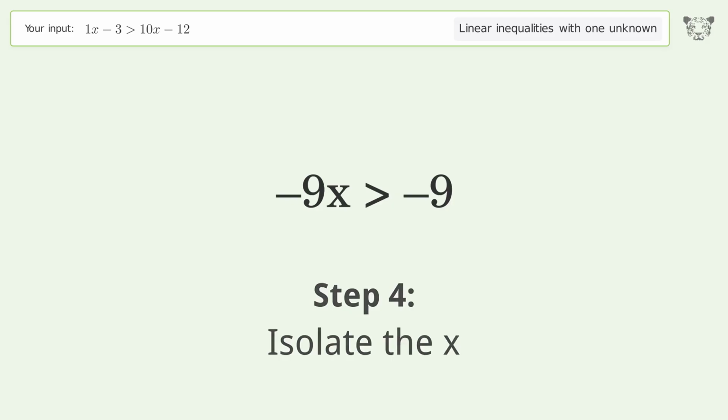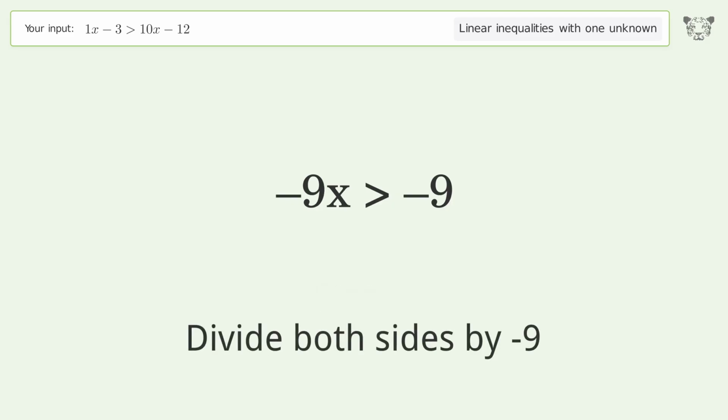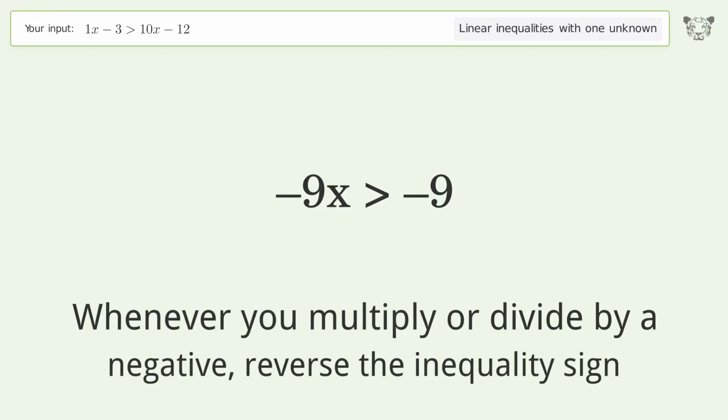Isolate the x. Divide both sides by -9. Whenever you multiply or divide by a negative, reverse the inequality sign.